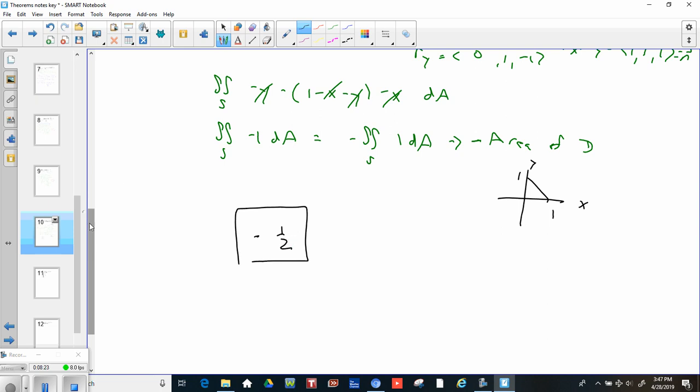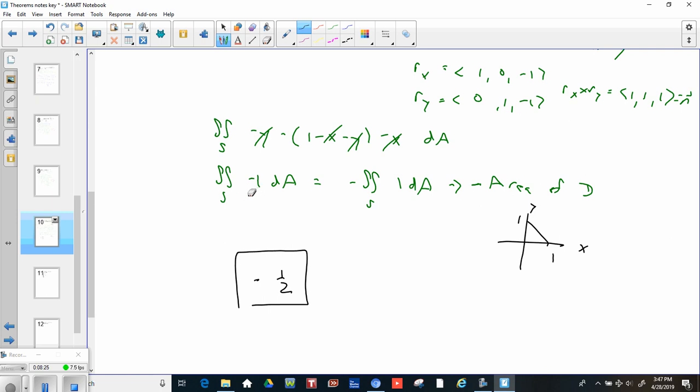Now you certainly could have worked through and set up the parameters, done a double integral of 1, but you would find out it gives you the same exact thing. So again, just showing you a different way to work the problem.